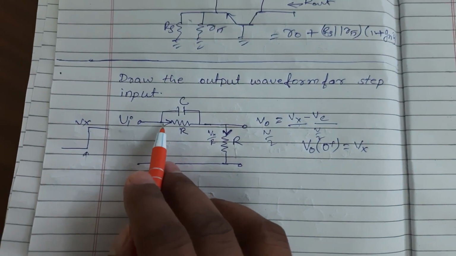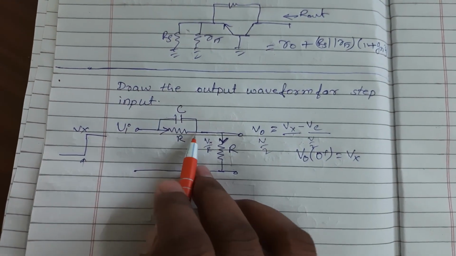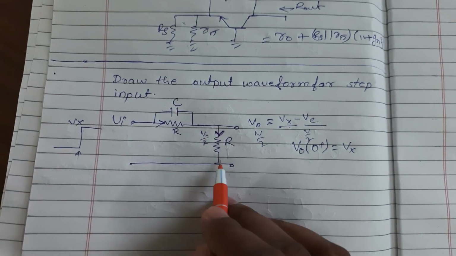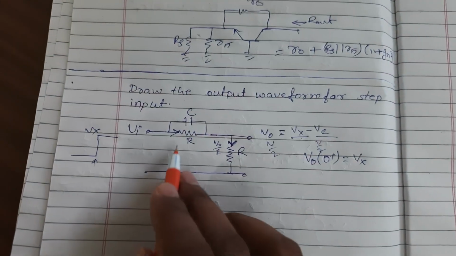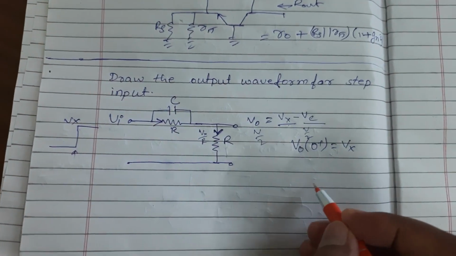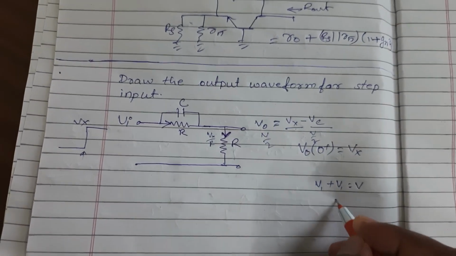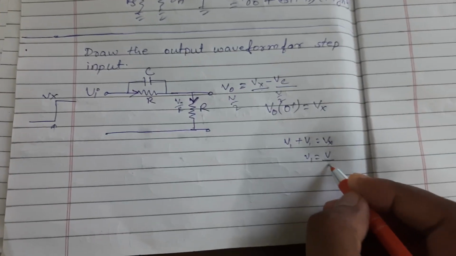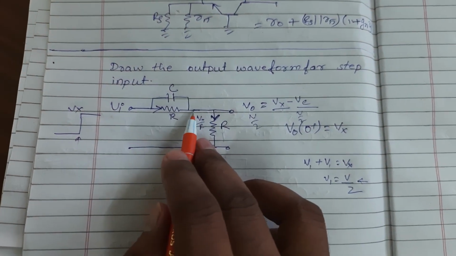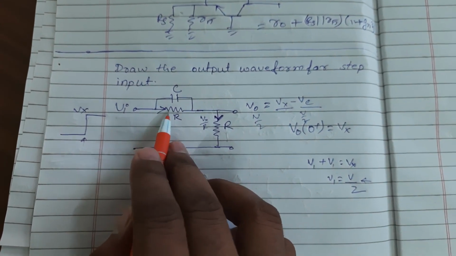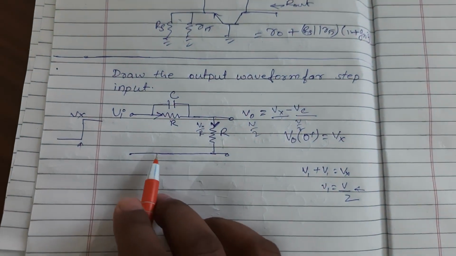This is because at some time the voltage across this capacitor will be equal to the voltage across this resistor, and at that time the current through this resistor will be equal to this resistor. If the voltage across this resistor is V1, and across this is V1, then V1 plus V1 will be Vx, so V1 is equal to Vx by 2. When the voltage across this resistor and this resistor is Vx by 2, the current going through this resistor will be equal to this resistor, and no current will flow through this capacitor. So it will be a time of steady state.